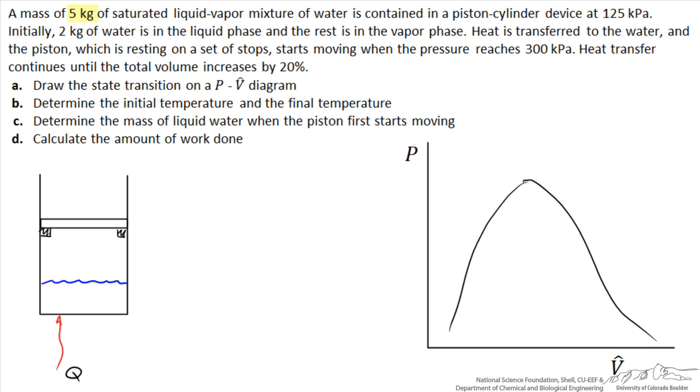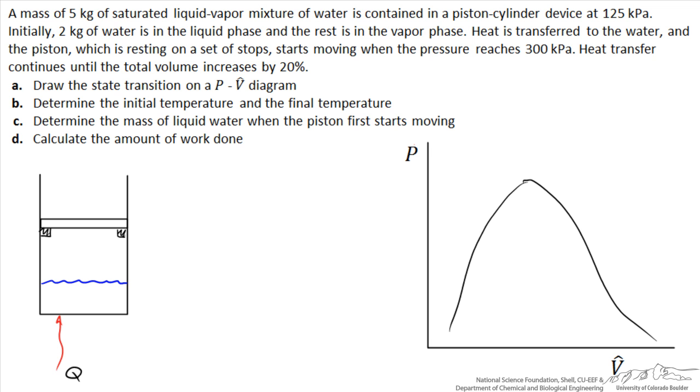So in this problem, we've got a mass of 5 kilograms of liquid and vapor. They're in equilibrium. They're in a piston-cylinder device, and the piston has a weight. When the piston moves, it induces a pressure of 300 kilopascal, and that's just because of the weight of the piston pushing down on the air.